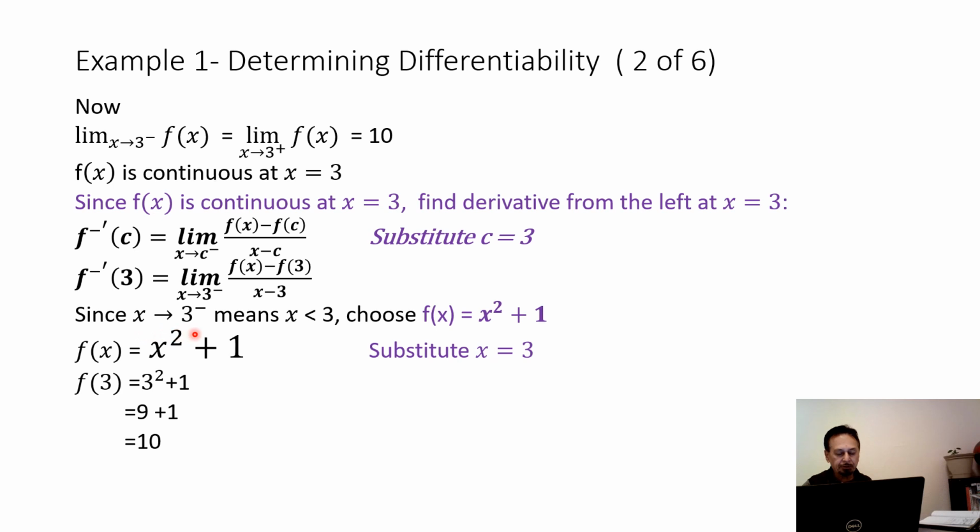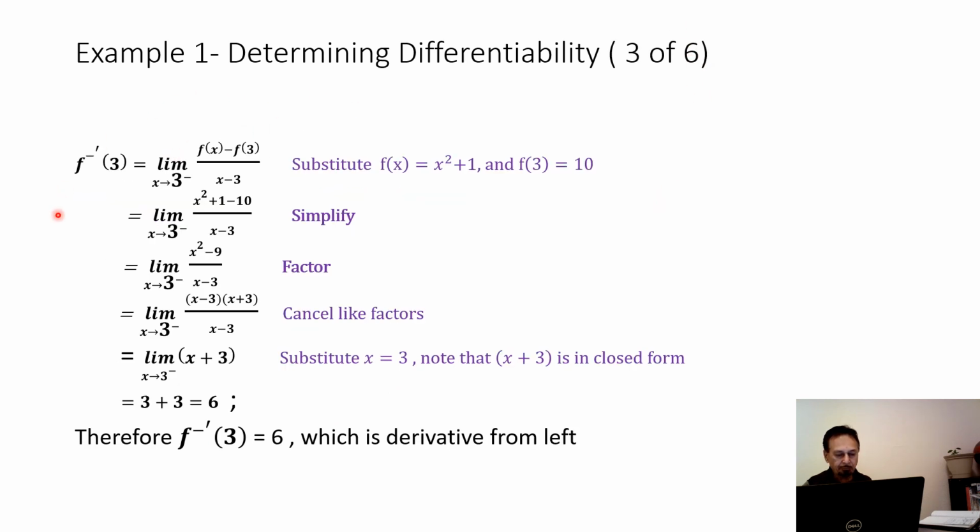Now x approaches 3 from the left means x is less than 3. So we can choose f of x equal to x squared plus 1. And then substitute x equal to 3, and it becomes f of 3 equals 3 squared plus 1, which is 9 plus 1, 10. So now we substitute f of x equal to x squared plus 1 and f of 3 equal to 10 in the formula for the derivative from the left at 3.